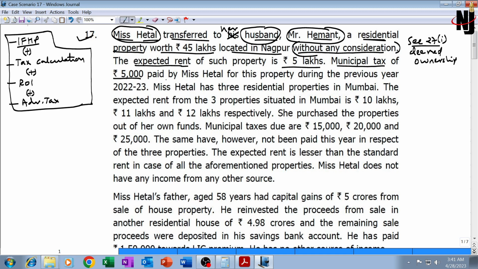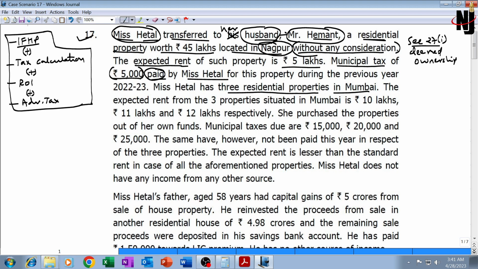Municipal tax of 5,000 is paid by Ms. Hetal for this property during the previous year 22-23. It has been paid, therefore it will be allowed to be deducted. 5,000 I am putting in bracket. Ms. Hetal has 3 other residential properties in Mumbai. So this property is located at Nagpur.